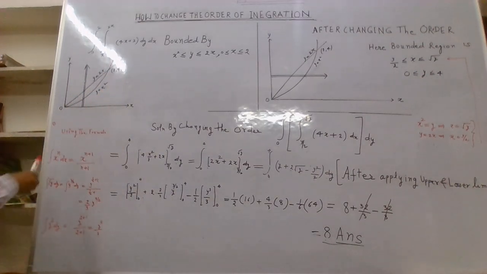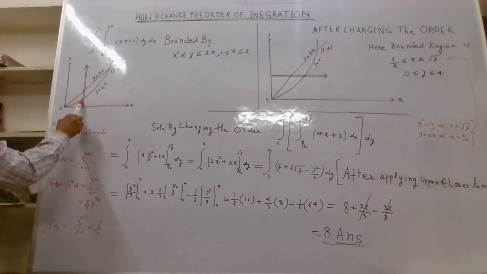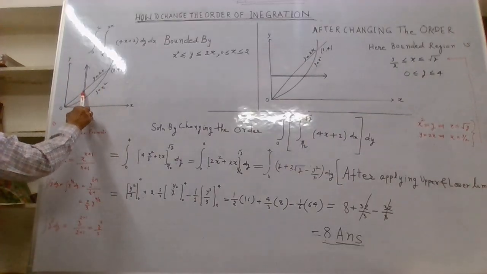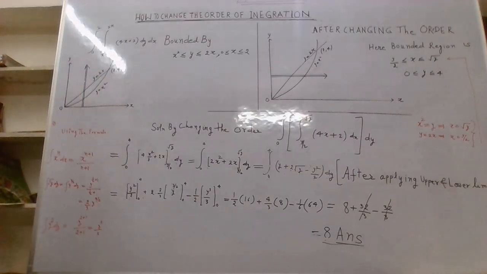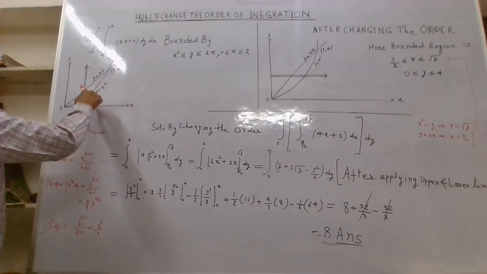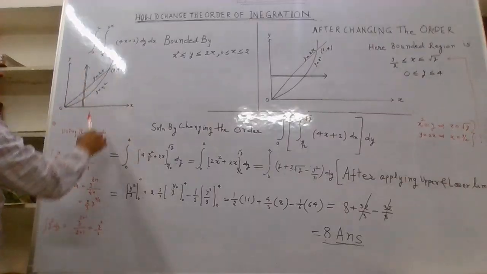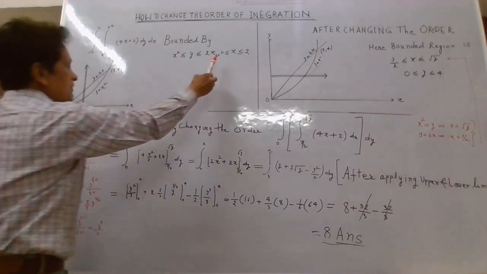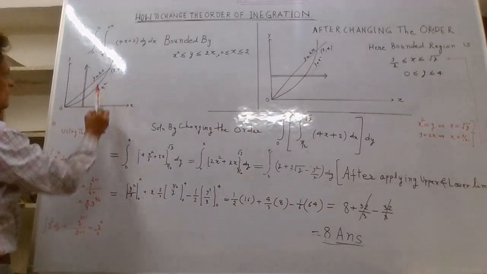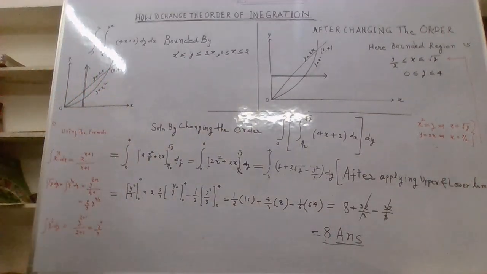Now in the original integral, our strip is parallel to the y-axis. So the strip enters at y equal to x square and leaves at y equal to 2x. So the lower limit is x square and the upper limit is y equal to 2x. This is the limit of y. Similarly, the lower limit of x is 0 and the upper is 2. So these are the limits of the original integral.